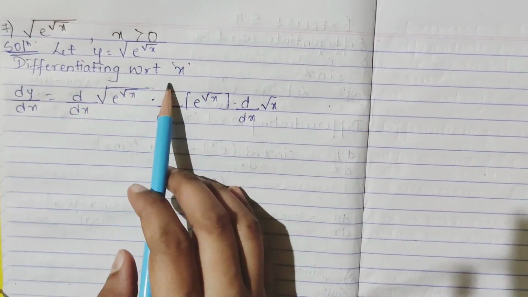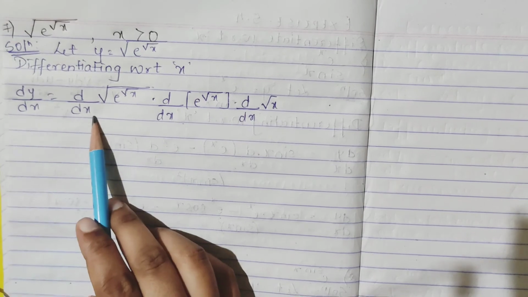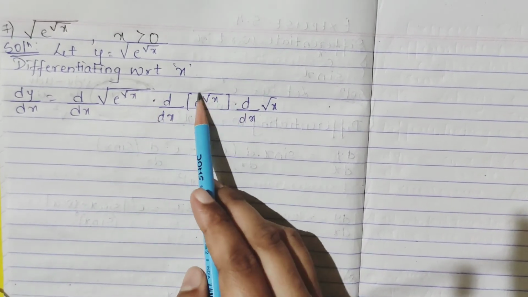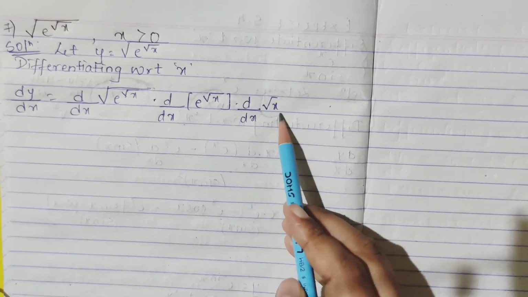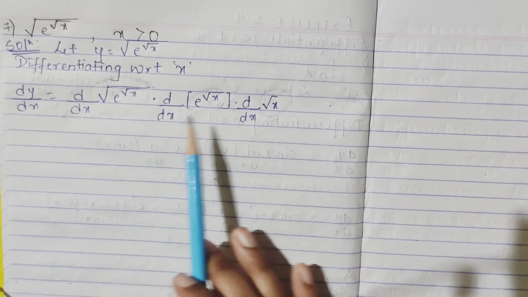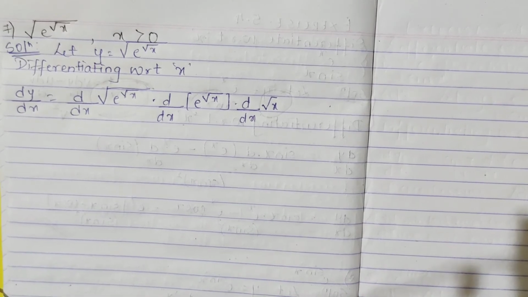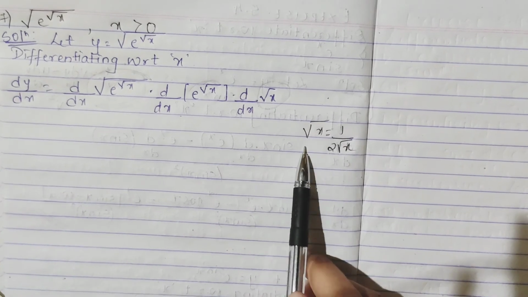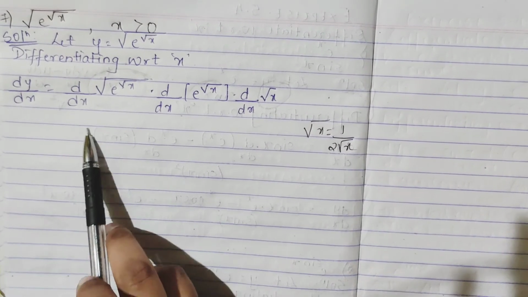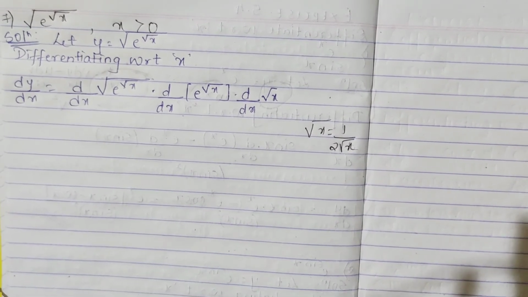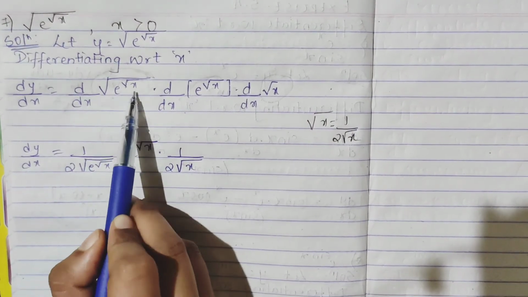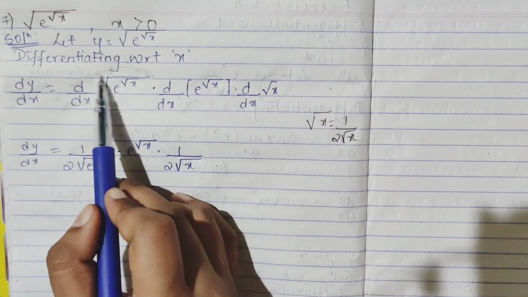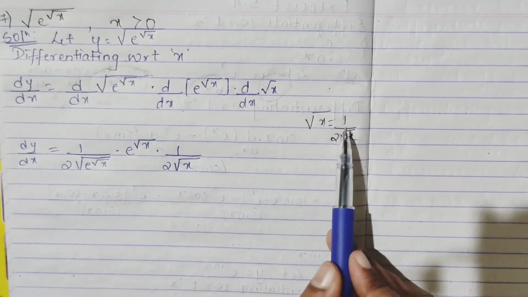So I have written here, differentiating with respect to x, d by dx: differentiation of the first, the root, then differentiation of the interior e to the power root x, again differentiation of root x. So 3 parts. We will do our root x differentiation directly. I have already told you root x differentiation is 1 by 2 root x. So this also comes in the same way. As you can see, differentiation of root of e to the power root x starts with 1 by 2 root of e to the power root x. Here, root x differentiation is 1 by 2 root x.